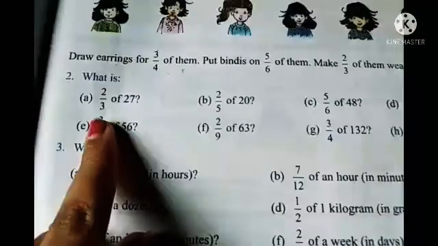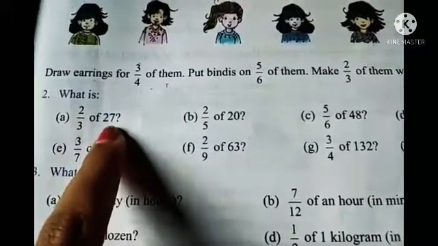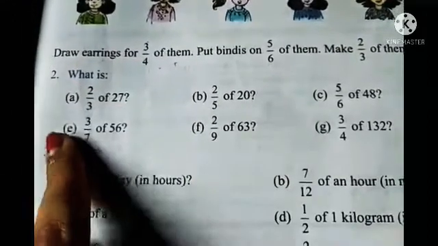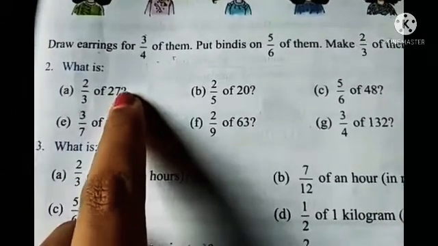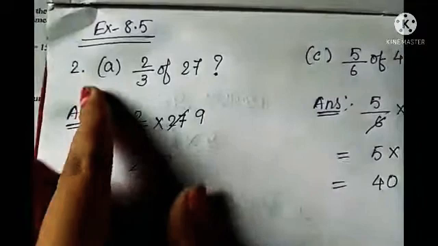So here you see you need to find out the number. Okay, the fraction is given: 2 by 3rd of 27. So what will be the number for it? So how to solve it students? The first step, you have to divide with the denominator, and then the number you get you have to multiply with it. So students, here you can see I have written the answer.